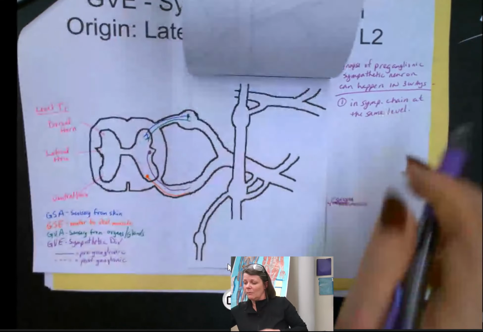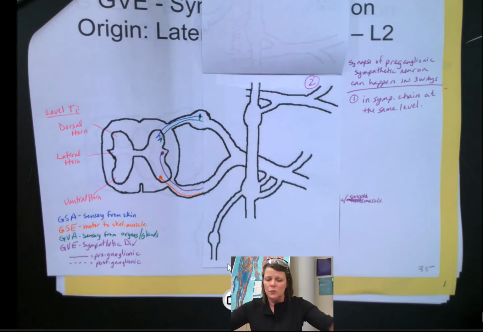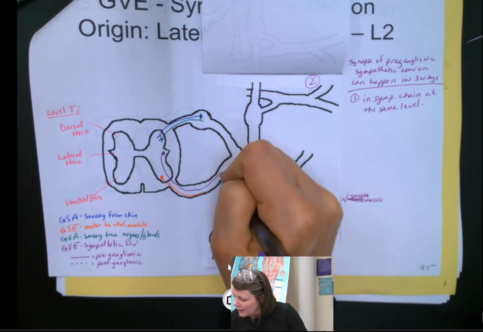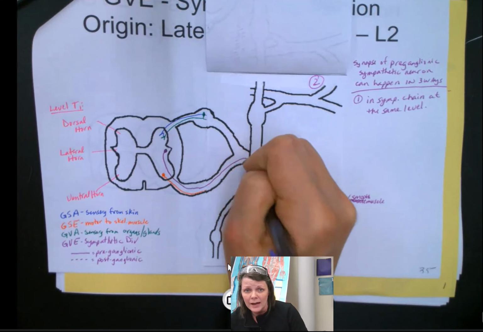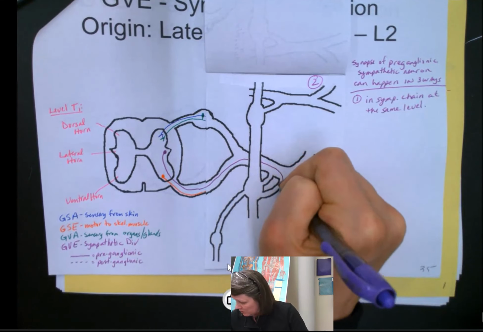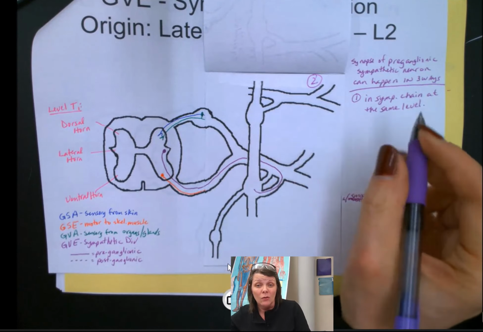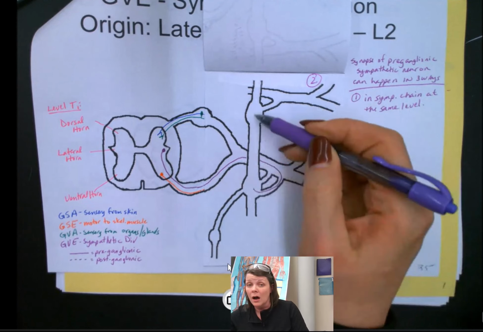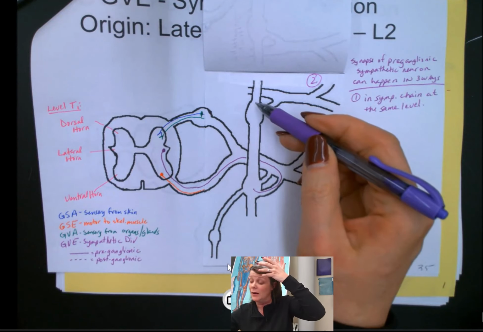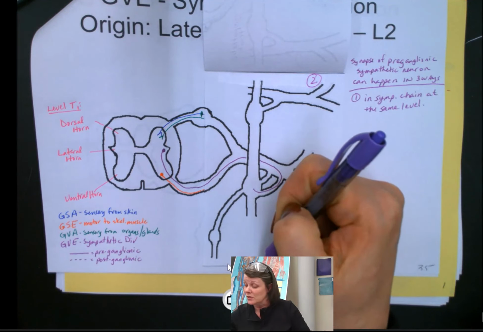Flip the page up, and in situation number 2, here is my preganglionic sympathetic neuron. I'm continuing it. It is coming out, and it's going to still enter the sympathetic chain. But now it can go up to supply the superior portions of the body, or it can go down to supply the inferior portions of the body.